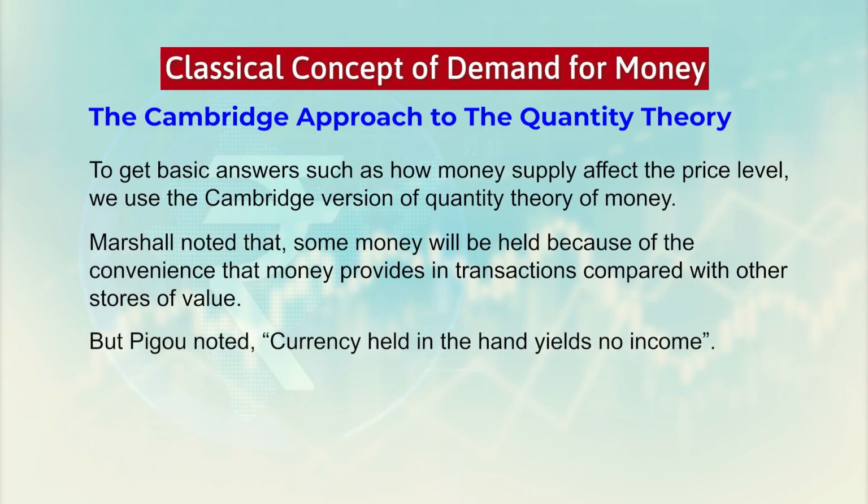On the other hand, Pigou noted that currency held in the hand yields no income. So there is a trade-off. So if I have money now, I'm not going to use this money for some investment purpose. So if I use this money for some investment purpose, it is likely that I'm going to get some return from that investment. So when I'm using money for transaction purpose, I'm losing the interest income. So currency held in the hand yields no income.